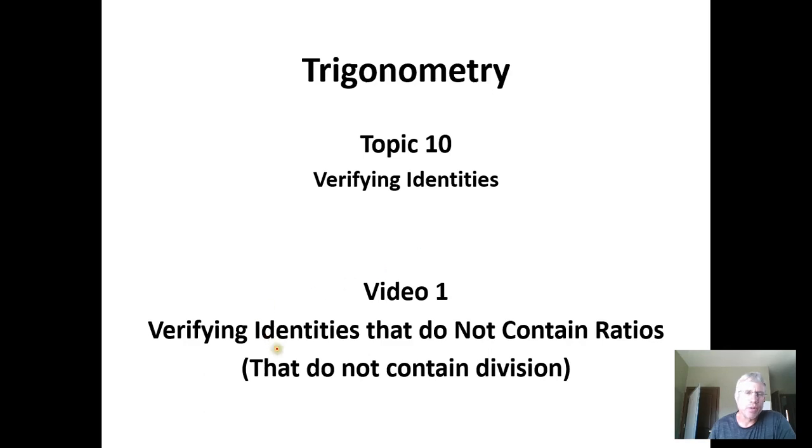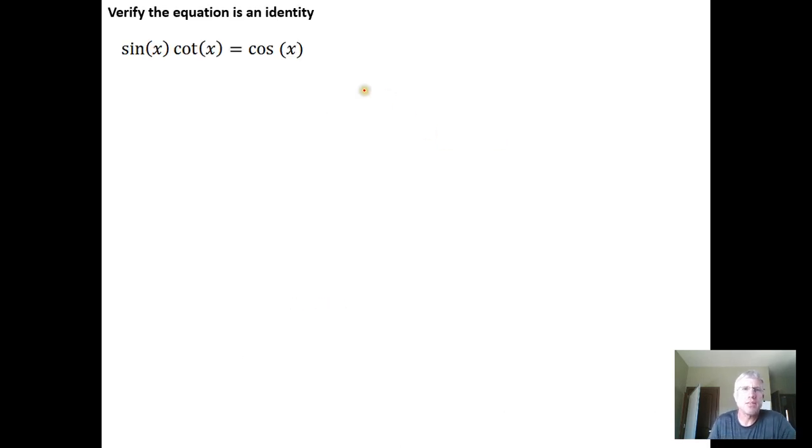So in this video, what we're going to do is use our fundamental identities, our ratio, reciprocal, symmetry, and Pythagorean identities to verify other identities. Here we are given an example where we have a product of two trig functions equaling the cosine function, and we're asked to verify that this is an identity.